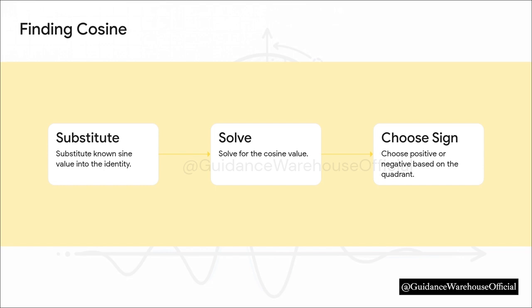When we take the square root of both sides, we get the square root of 40 over 7. But wait, we have a positive and a negative root. So step 3, choose the sign based on the quadrant. Our angle is in the second quadrant. That's the top left of our graph. Over there, the x values are negative. And since cosine is our x value, our final answer absolutely must be negative square root of 40 over 7.